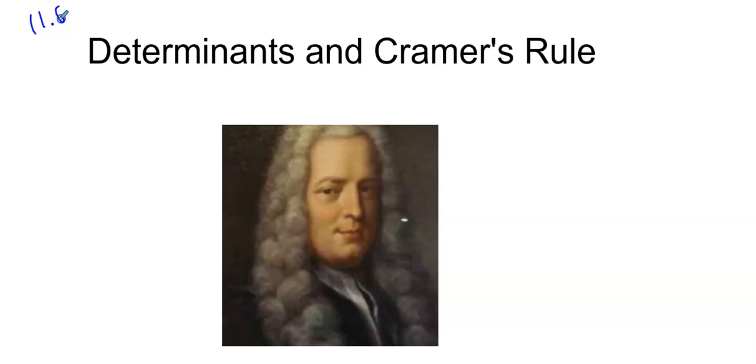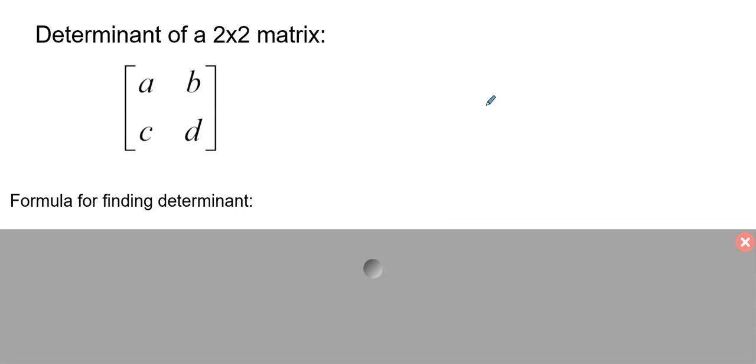This is lesson 11.6, and this is Cramer right there. Not Cramer from Seinfeld, but Cramer from math. And so we're learning about determinants and something called Cramer's rule, which is a way of solving a system. So we're finally going to use, well, in this case, determinants, which are kind of like matrices.